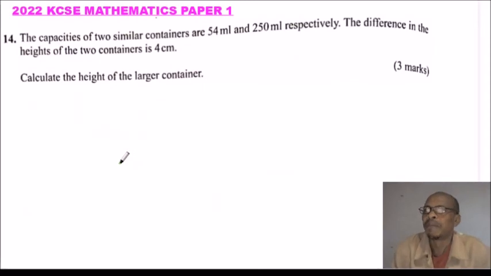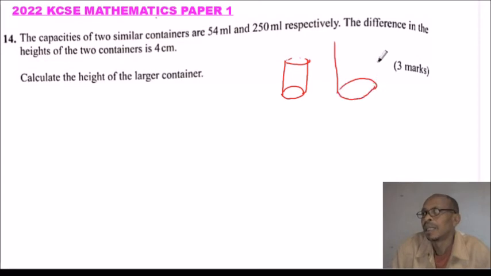And this is question number 14, 2022 KCSE Mathematics paper 1. We are told the capacities of two similar containers are 54 ml and 250 ml. The difference in the height of the two containers is 4 centimeters. Calculate the height of the larger container. So these are our two containers here, and we have a larger one like that.